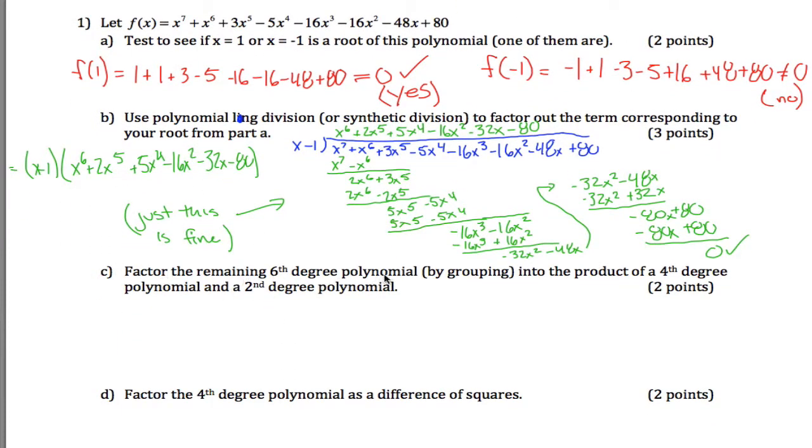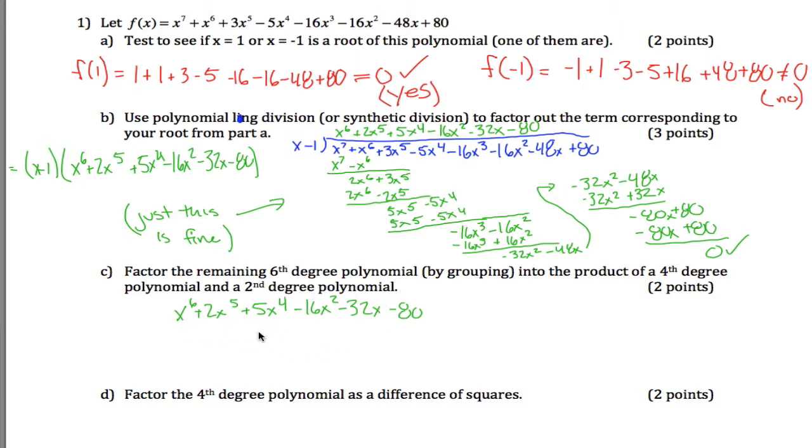Factor the remaining 6th degree polynomial, x to the 6th plus 2x to the 5th plus 5x to the 4th minus 16x squared minus 32x minus 80, by grouping. Factor the 6th degree polynomial by grouping into the product of a 4th degree polynomial and a 2nd degree polynomial. So use factoring by grouping.